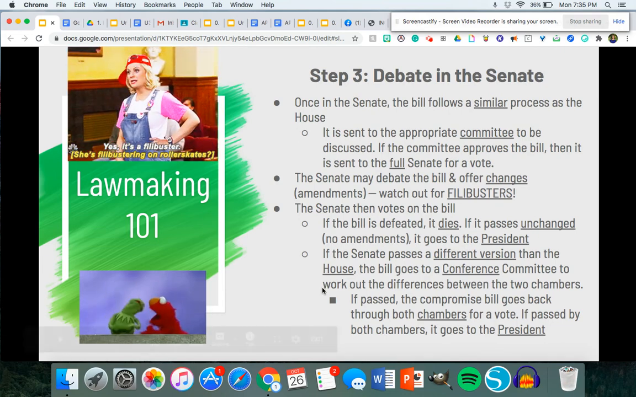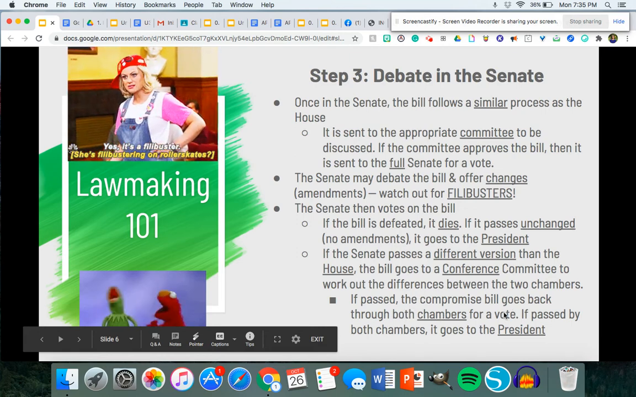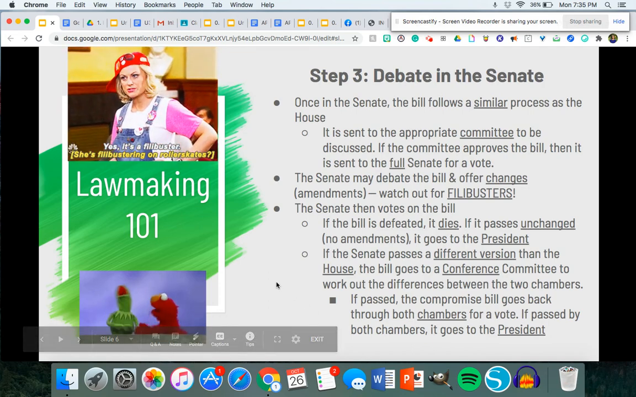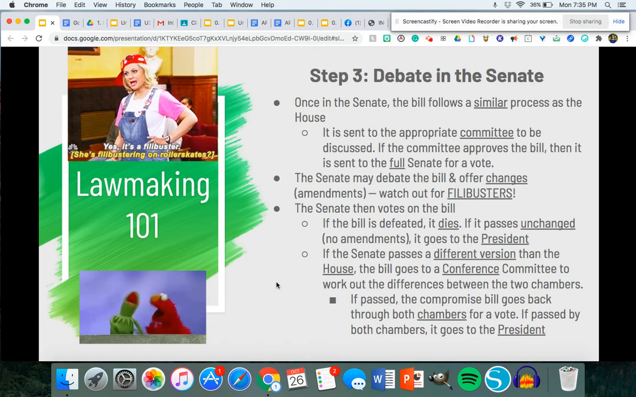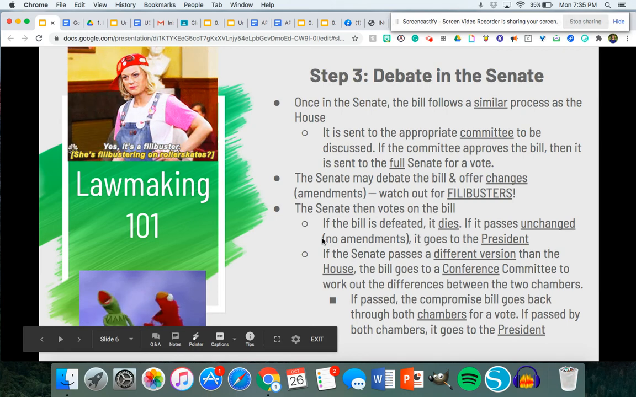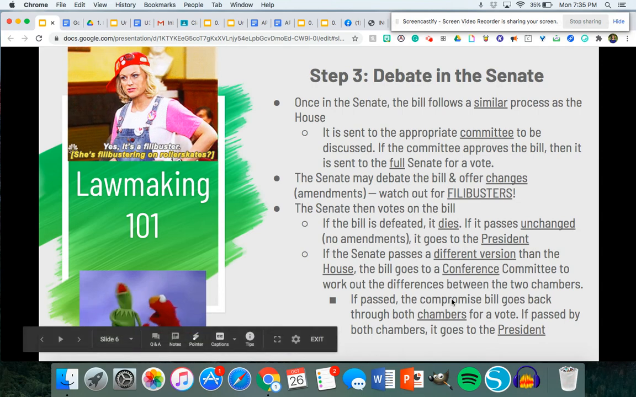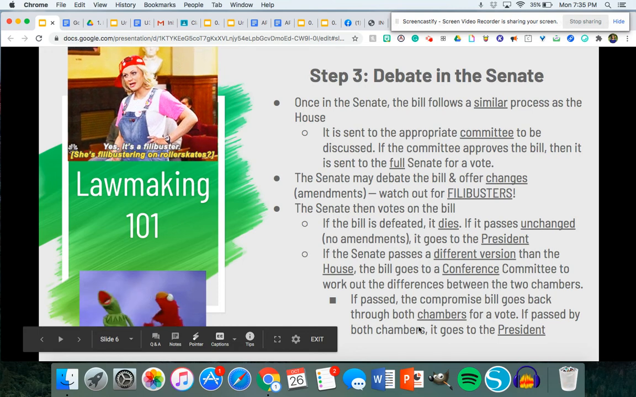Now, if that's passed in the conference committee, it has to go back through both chambers of Congress for a vote. Hopefully, you guys are seeing at this point that really nothing gets done without either the full chamber vote or until the bill goes through both chambers, right? So there's a lot of checks and balances that we'll see here. It has to be passed through both chambers, and it has to be the same bill as well. Now, if it is passed by both chambers, it then goes to the president's desk.